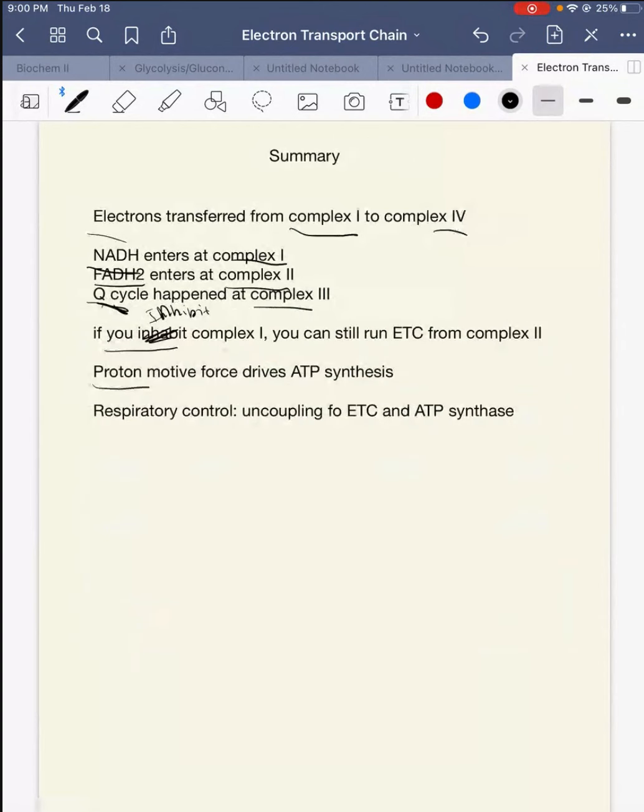Proton motive force, the gradient that we make, is what drives ATP synthesis. So I talked about that, the F0 and F1. And then uncoupling of ETC and ATP synthase happens as a respiratory control mechanism to stop the cell from hydrolyzing its own ATP.